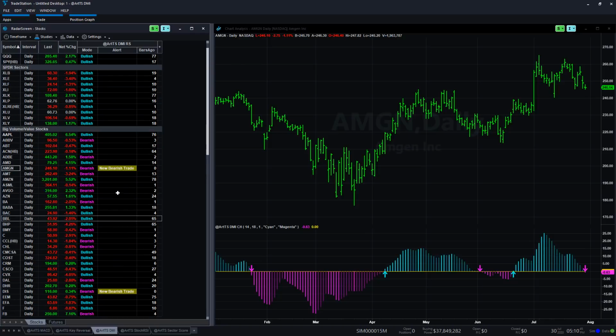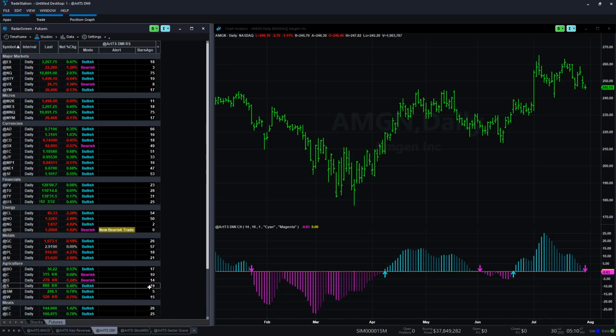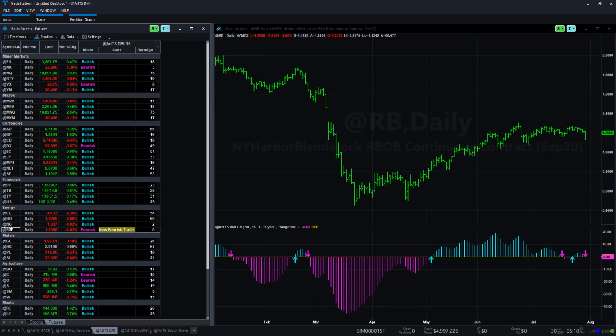Let's see here. Let's go to futures. So here gasoline is showing a bearish signal. Kind of a weird day in gasoline today. We were looking very weak and it came all the way back. So that big tail there is buying pressure. So we'll have to see what happens tomorrow to see if that buying pressure evaporates or if that was a fake out and it's still going higher. So we'll check that out tomorrow.